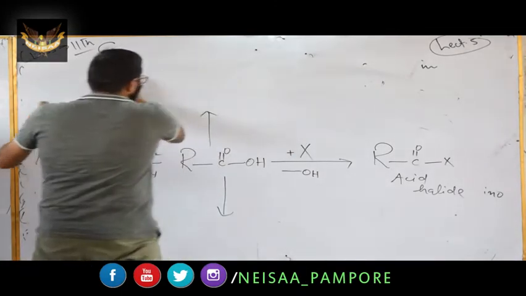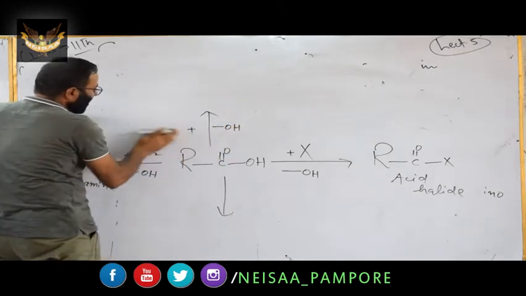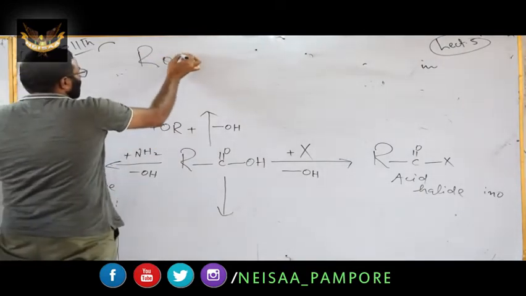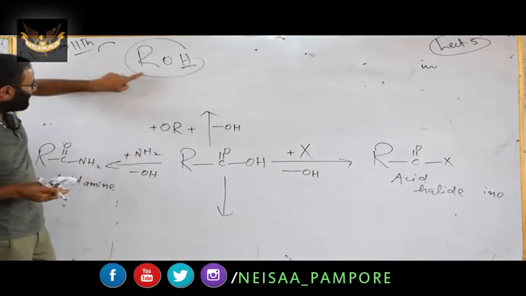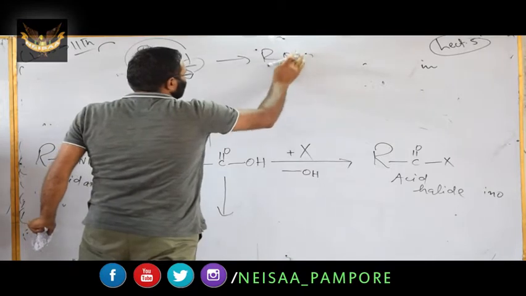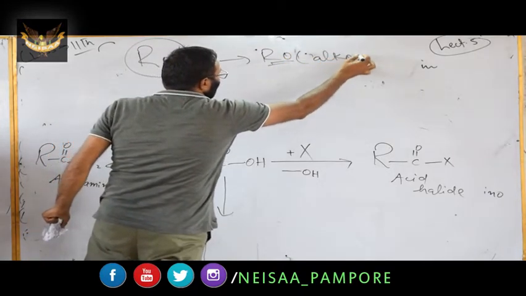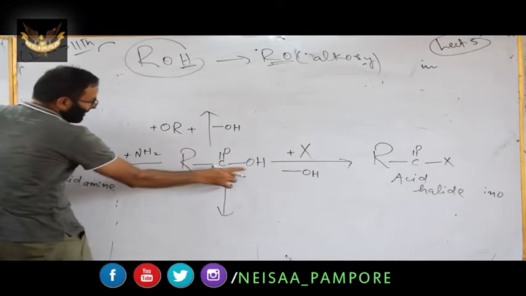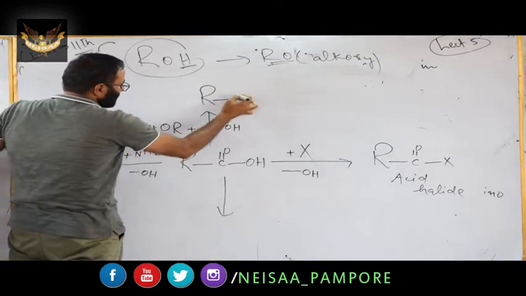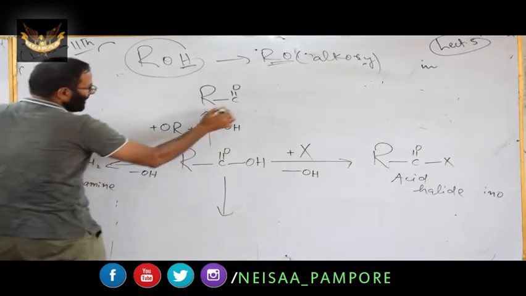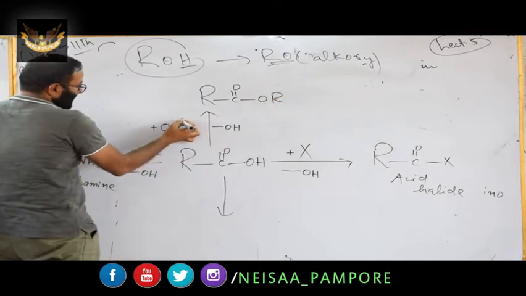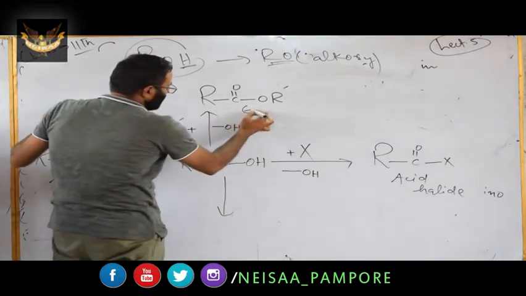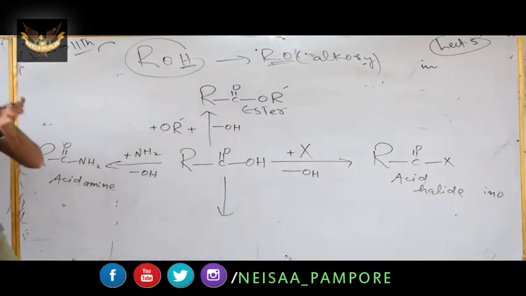Just remember this point. If you replace OH by the alkoxy group, OR, the alkoxy group is what you get when you remove H from alcohol. Remember, if you remove H from alcohol, it becomes alkoxy. When you replace OH by an alkoxy group, you will have R C double bond O OR, where you can say R dash here. It becomes ester. This derivative of carboxylic acid is known as ester.